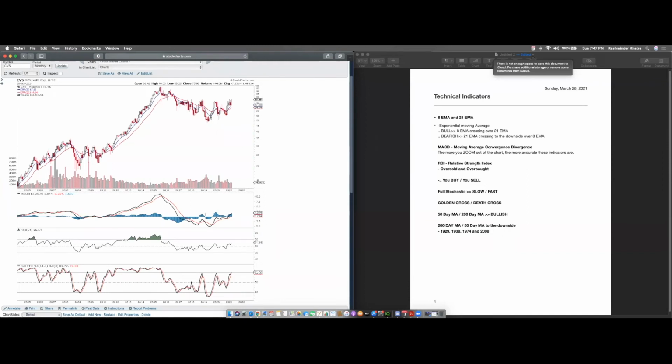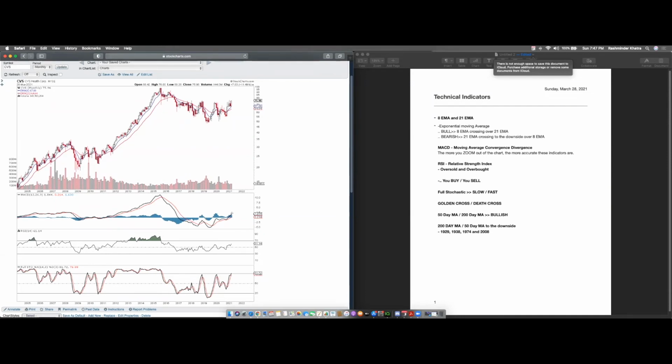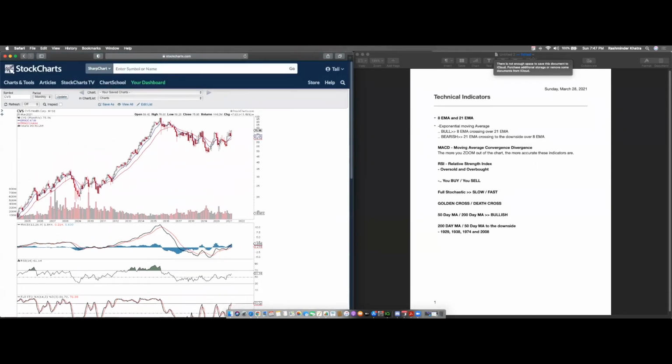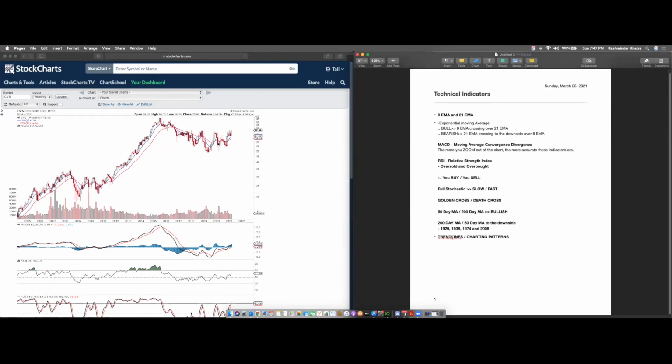So guys, these are some of the indicators that I use, right? 8 EMA, 21 EMA, MACD, RSI, stochastics, golden cross, I keep an eye on these, right? And then obviously I draw my trend lines, they are always there. So trend lines, you always add in, right? Charting patterns. There's a lot that we can go into. It'll take me hours and hours of speaking about all the different indicators out there.